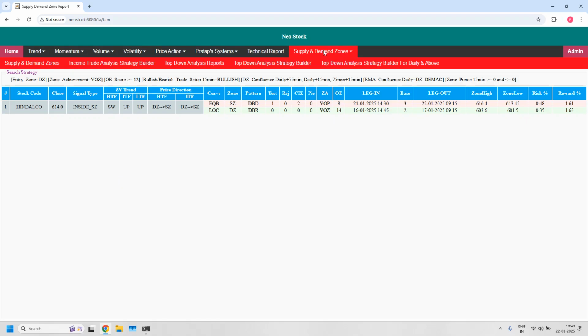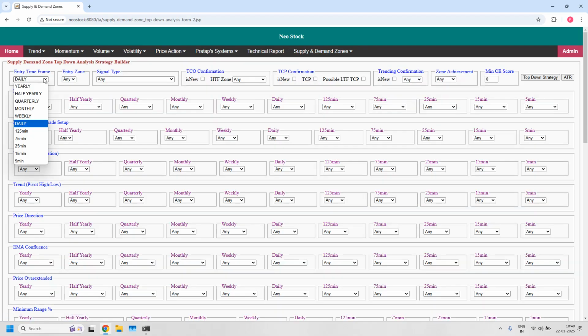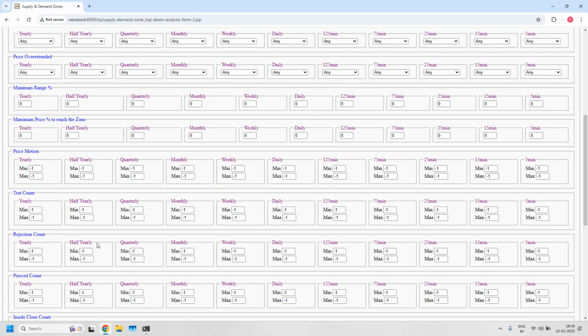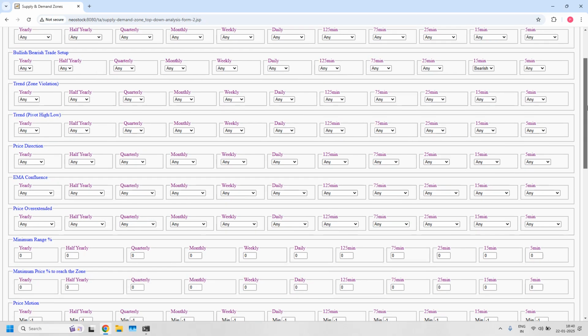Okay, next. Bearish trade setup for daily income trade. Entry time frame is 15 minutes. Entry zone is supply zone. In bullish or bearish trade setup at 15 minutes time frame, I am selecting bearish, and the 15 minute supply zone should not be pierced. So in the pierced count parameter at 15 minutes entry time frame, I am selecting minimum value 0, maximum value 0. That means the 15 minute supply zone should not be pierced.